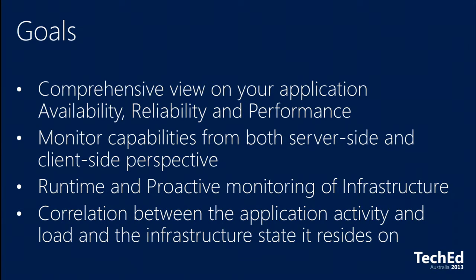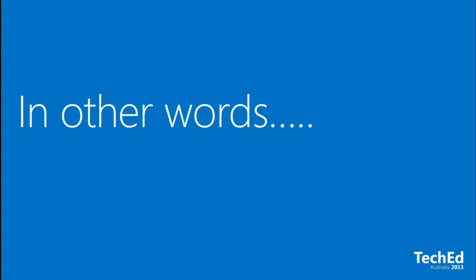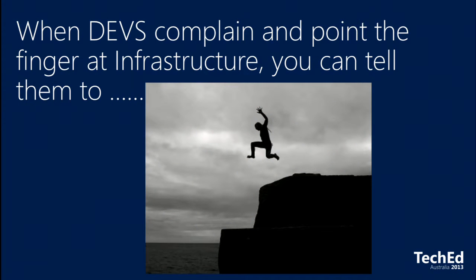Again, infrastructure, we need to look at runtime and proactive monitoring of what's going on under the application environment. And then to be able to do some sort of correlation between when an application has an issue and then correlate that to events that happen within your infrastructure as well. So we need to be able to look at things end to end, and then whenever there's an application problem, to be able to correlate that to whatever's happening on the infrastructure at the time. But really, in other words, this kind of means when developers are complaining and pointing the finger at infrastructure, that you guys have got all the tools that you need to be able to tell them to go jump or whatever you want to do.